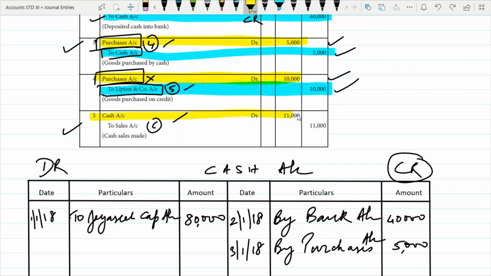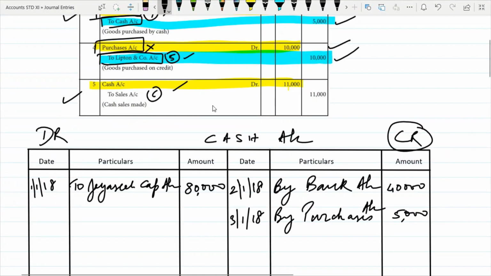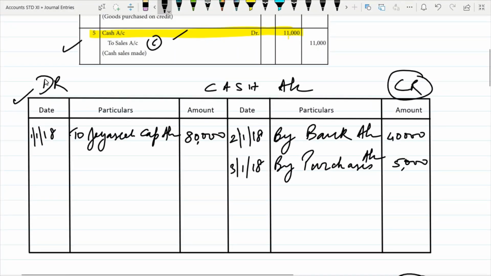So let us start with the cash. So the cash is debit. Debit by how much? 11,000. So this side is the debit side. So we shall write 11,000 here. The date is 5th Jan 18.